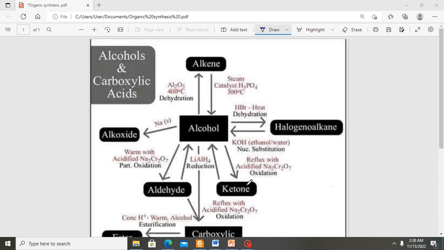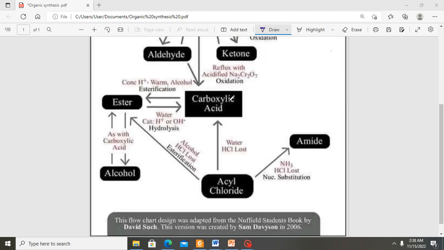In today's video, we're going to look at some summarized organic synthesis in organic chemistry. We are going to look at the various syntheses around alcohols and the reactions of alcohols, and go to the synthesis and the reactions around carboxylic acids and their derivatives.